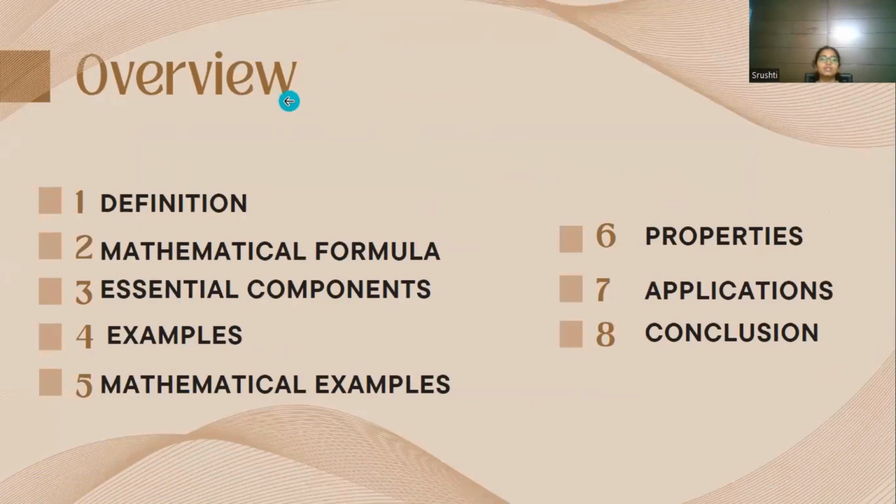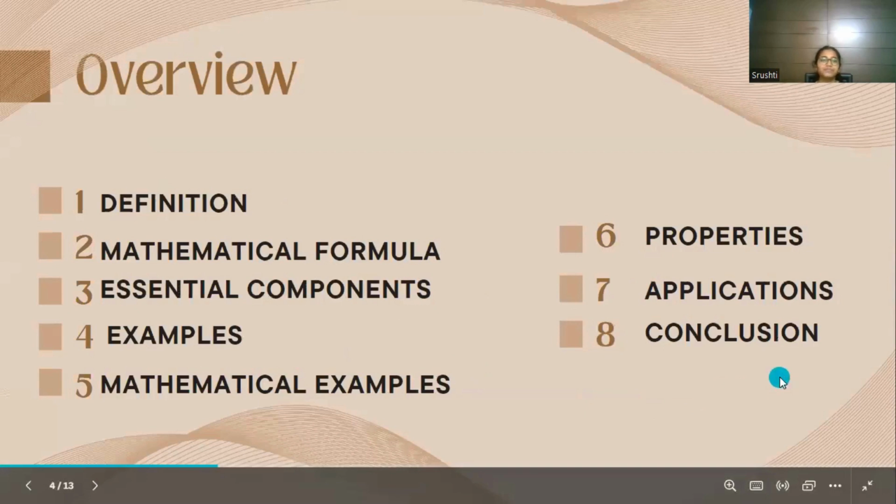Now see through the overview of today's video. First is the definition of joint probability distribution, the mathematical formula, essential components, examples, mathematical examples, properties, applications, and conclusion.